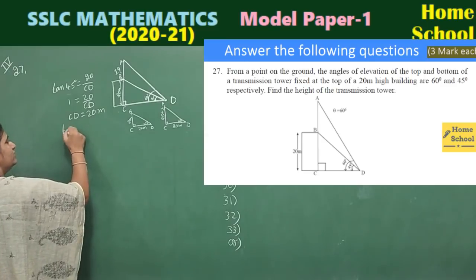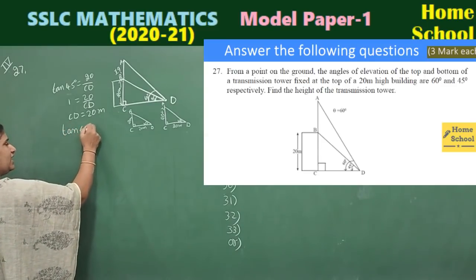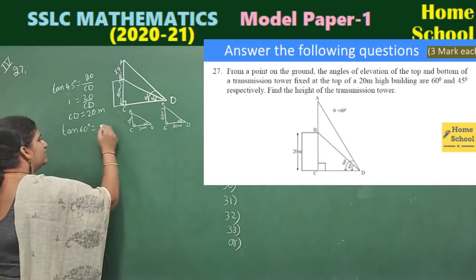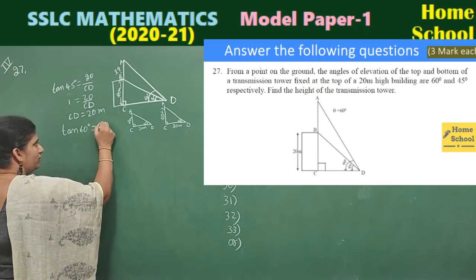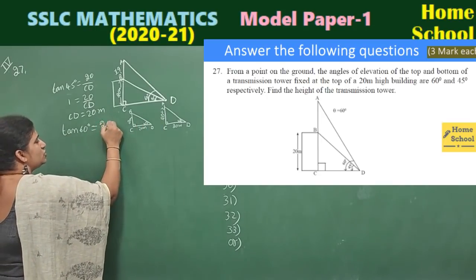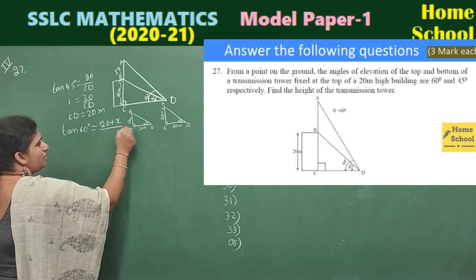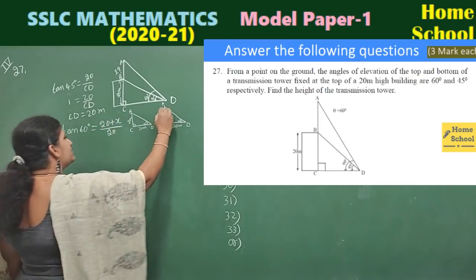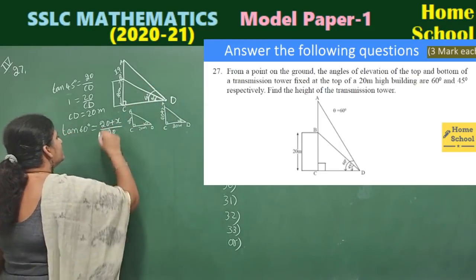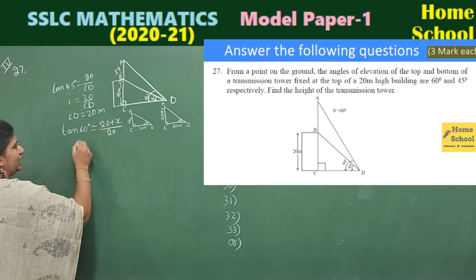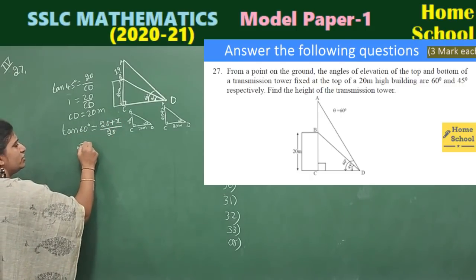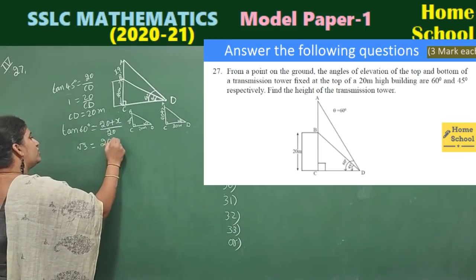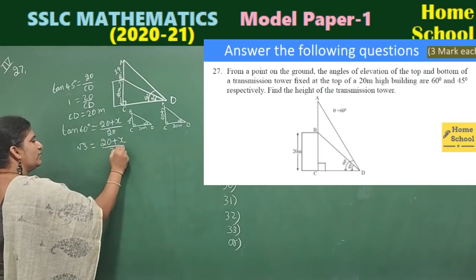Now take another ratio, tan 60 degree. Theta angle is 60. Tan 60 is equal to opposite, 20 plus x, by 20. This is plus, children, I wrote it like this. Tan 60 value is root 3. Root 3 is equal to 20 plus x by 20.